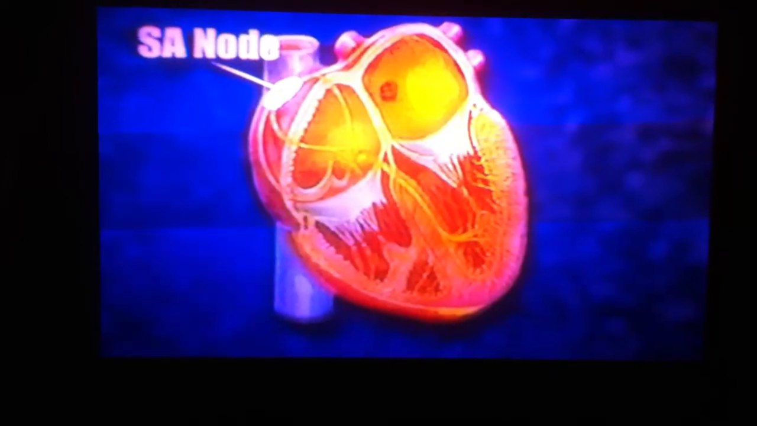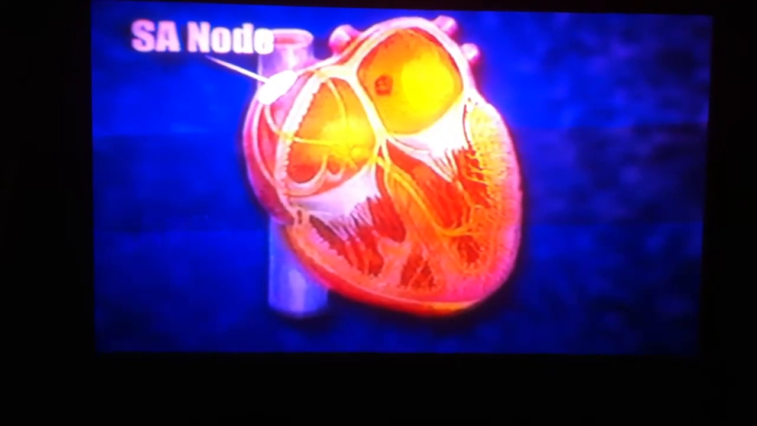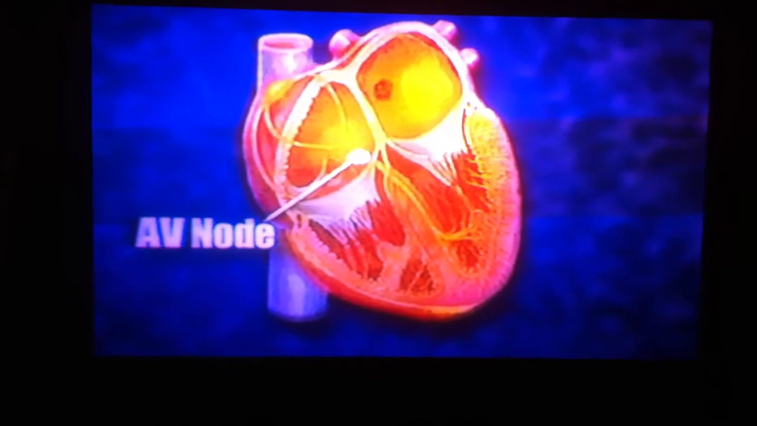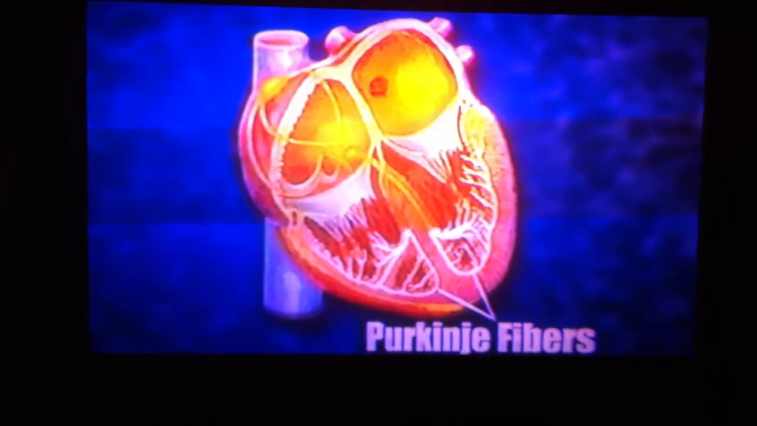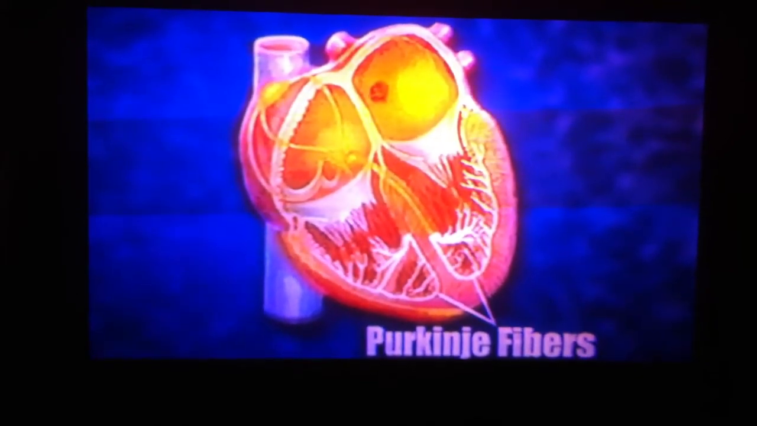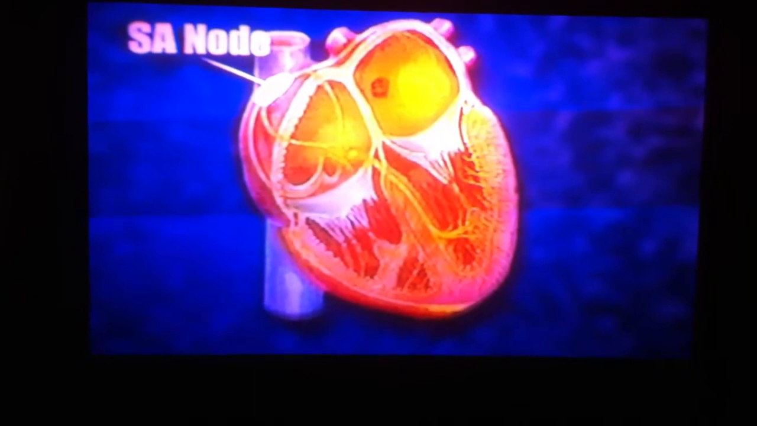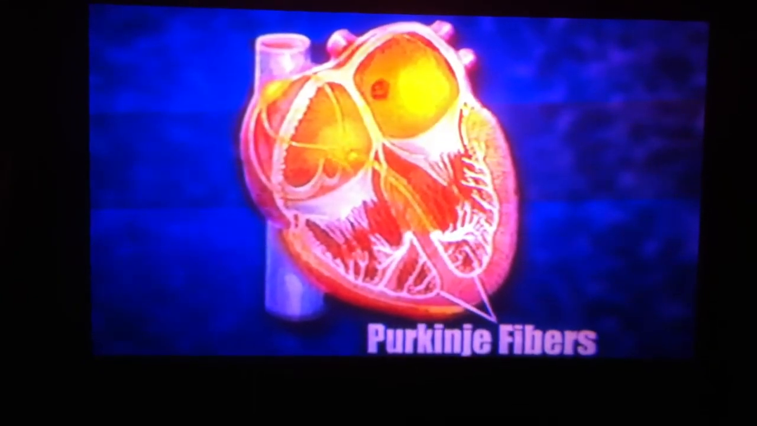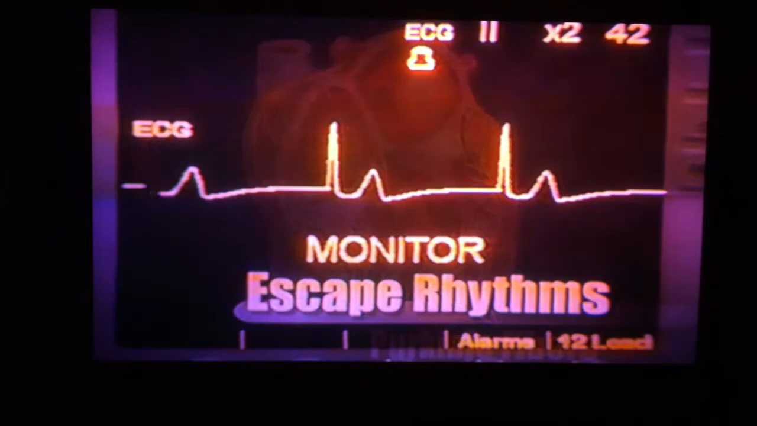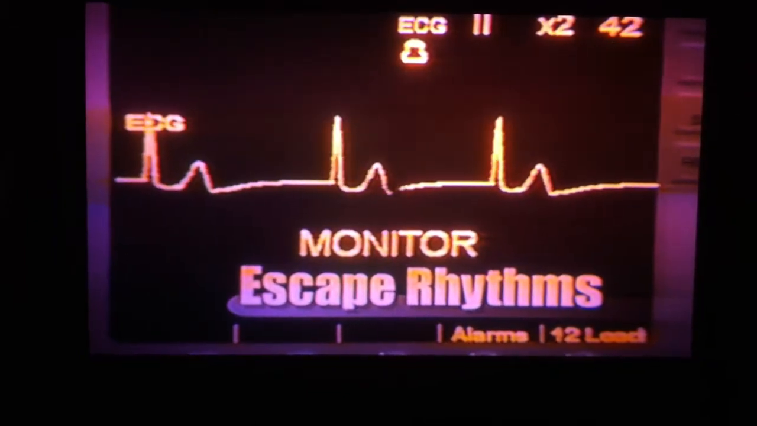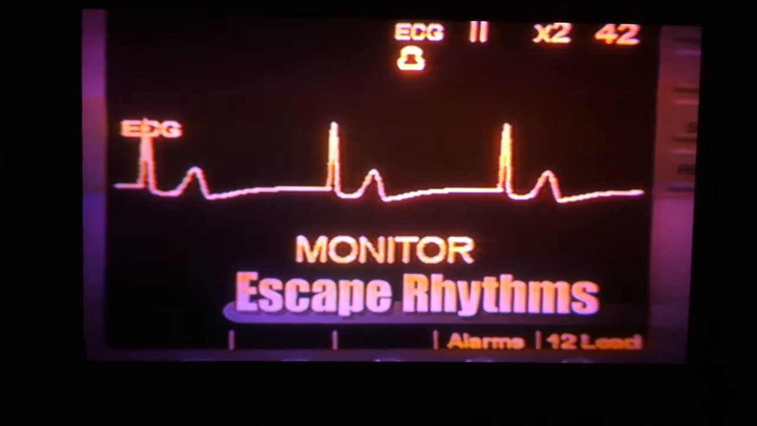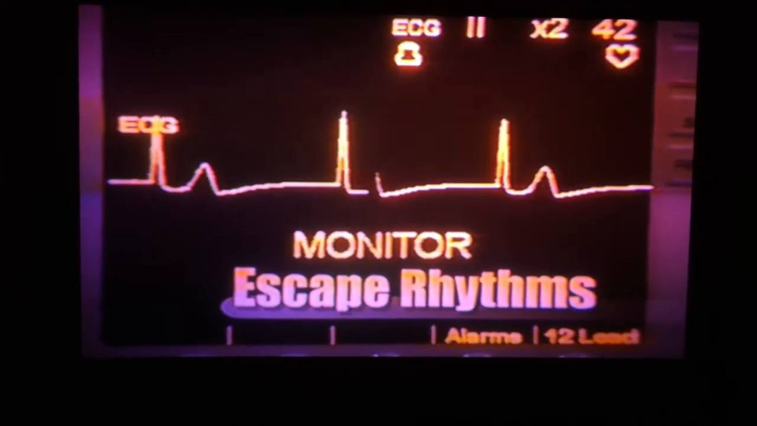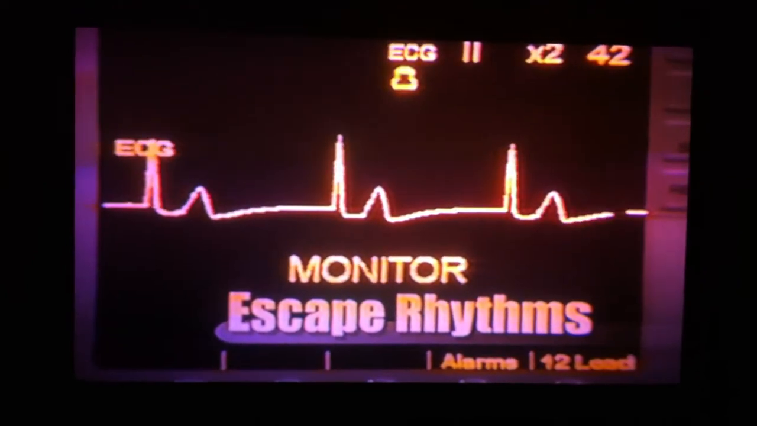When injury or disease renders the sinus node incapable of initiating impulses, or when impulses from the AV node are blocked, another pacemaker site must take over. The AV junction and the Purkinje fibers are capable of pacing the heart. These backup rhythms are called escape rhythms.